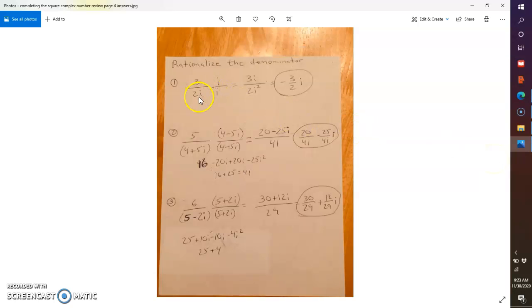Finally, rationalizing the denominator. When there's an i in the denominator like this, we just multiply top and bottom by i. 3i over 2i squared makes the 2 a negative, and it becomes negative 3 over 2i. Remember, i squared always equals a negative 1.